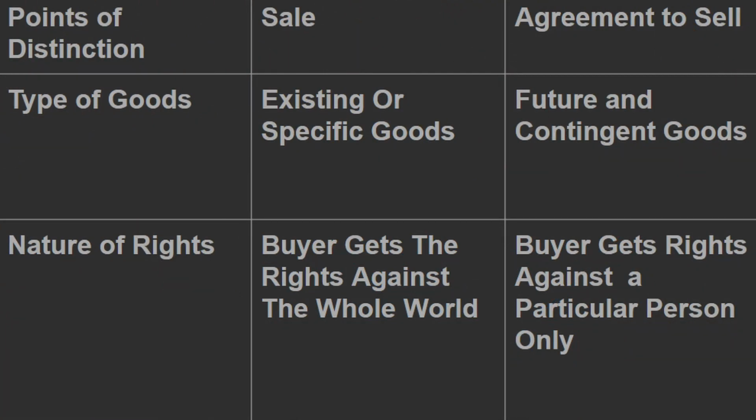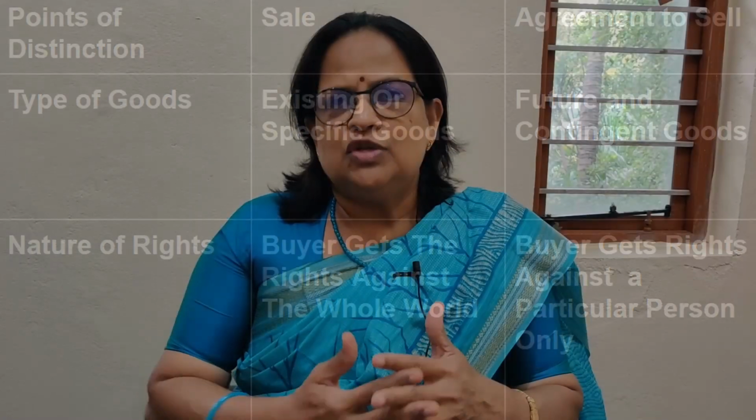Now let us see the difference between sale and agreement to sale. If you see the type of goods, sale is only regarding existing or specific goods. Sale is immediate. So if you go to a supermarket, whatever is displayed on the shelf, you can pick and pay for it and you can get it. Existing goods or specific goods. You are going to your automobile dealer, and the brand you are looking for is readily available. So that is the sale.